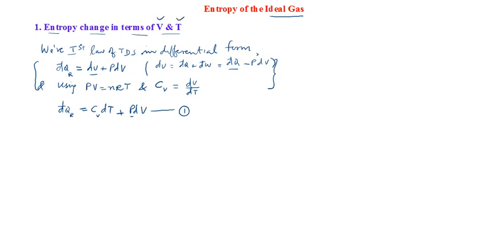So basically remember what is our strategy. We have to write the final expression for entropy change in terms of volume and temperature of the system. Means I should be able to get rid of pressure. But in my equation number 1 there is pressure. So what do I have to do? I have to substitute for pressure in terms of the volume and temperature of the system. That can be done from the equation PV equal to nRT for an ideal gas.